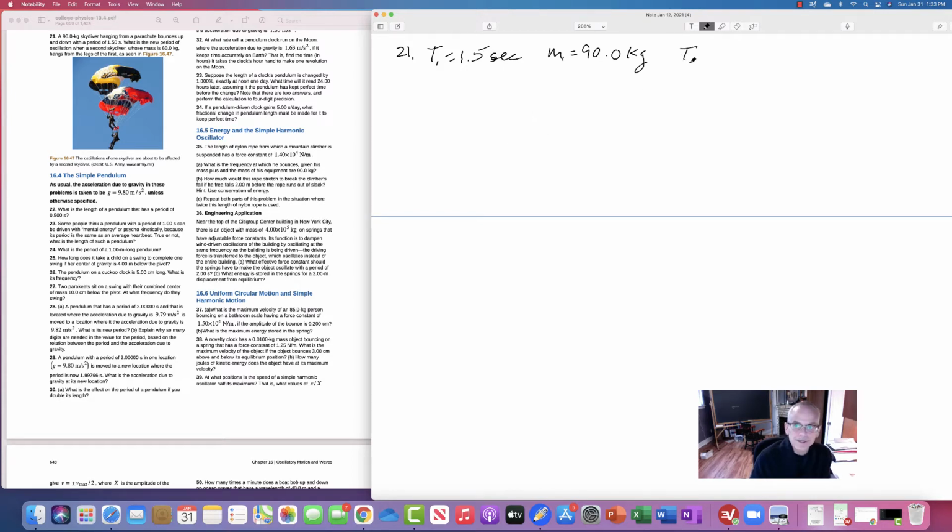So there's another period here. If the second skydiver comes along, whose mass is 60 kilograms, hangs on the legs, and you can see here how it's set up, his mass is 60, but M2 is going to be 60 plus 90 or 150 kilograms. Okay, so we're in the same situation. T1 over T2 is going to equal the square root of M1 over M2.